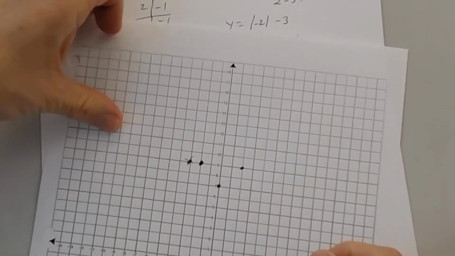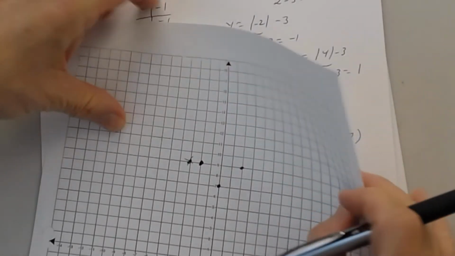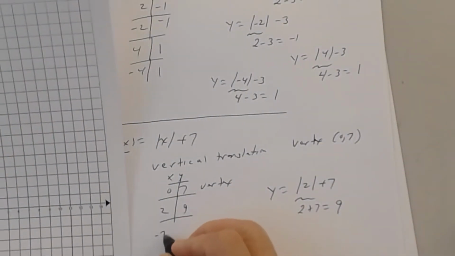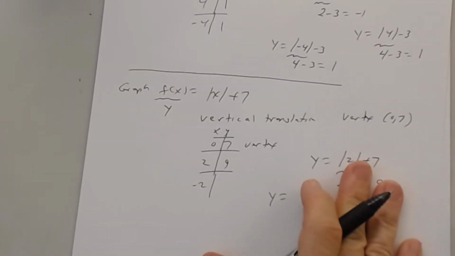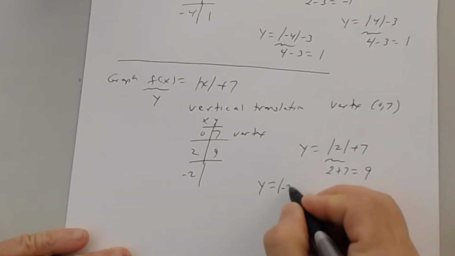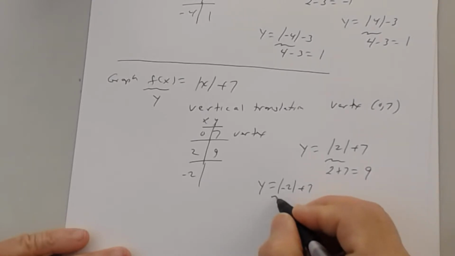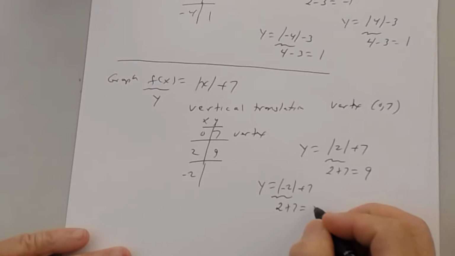So if x is negative 2, we get this. You get y equals the absolute value of negative 2 plus 7. What's the absolute value of negative 2? And what's 2 plus 7? 9.